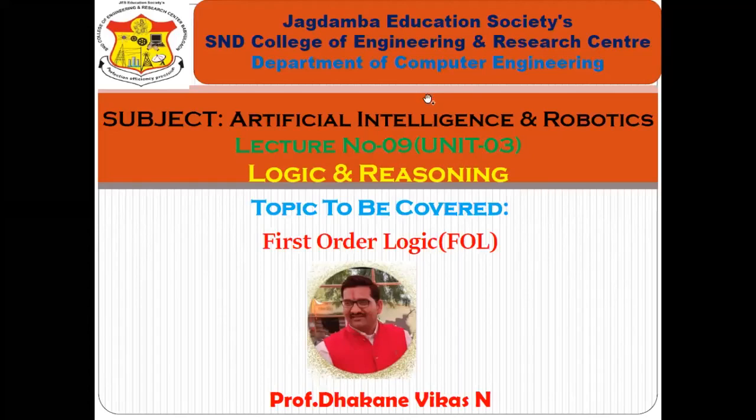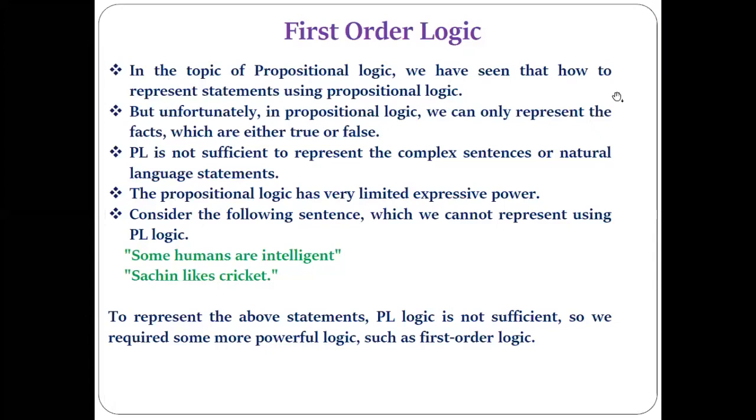Let's start with our next topic. From the last few lectures, we are discussing how we can represent the logic for an AI agent, so that the AI agent can understand it, act accordingly and take decisions, just like human beings take decisions according to their logic or knowledge. Previously we discussed one way of representing knowledge, the proposition logic, and covered some things related to it with examples.